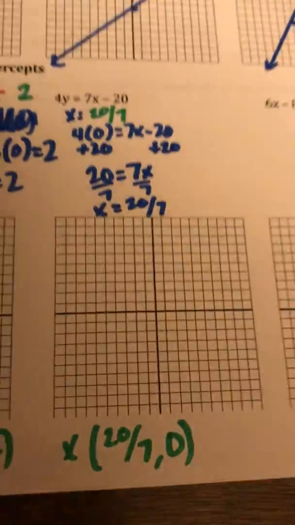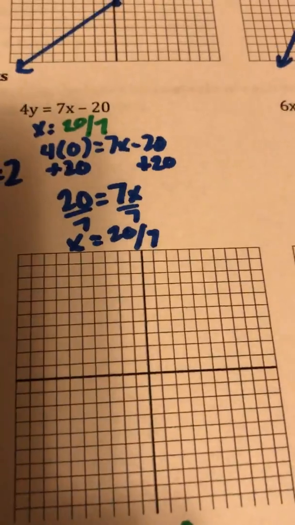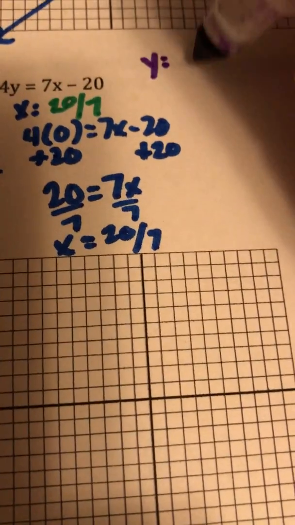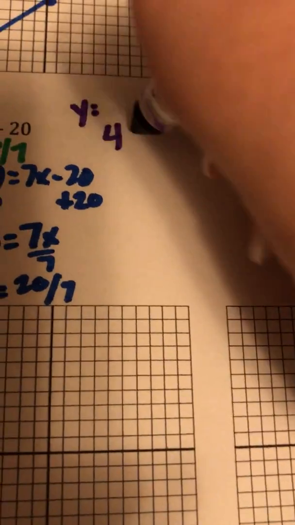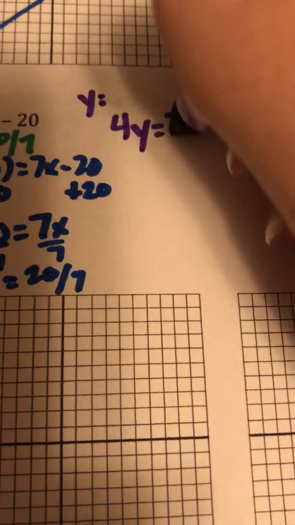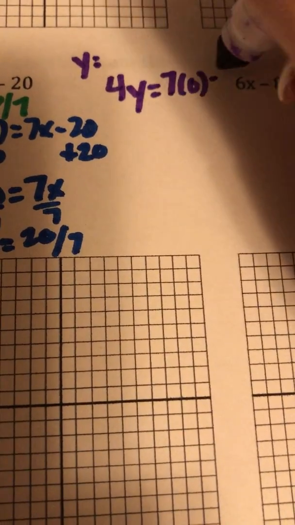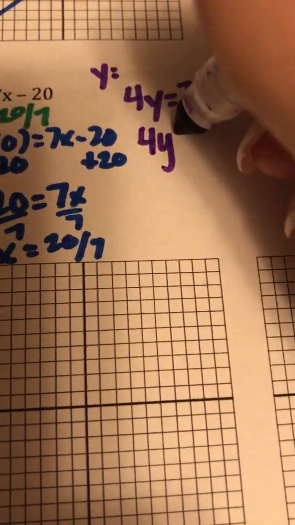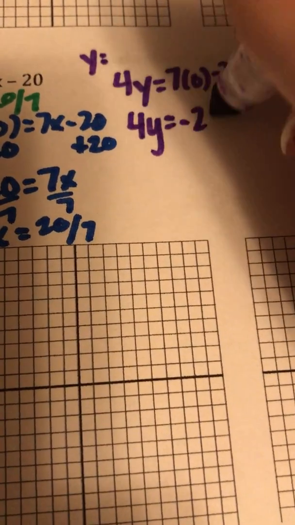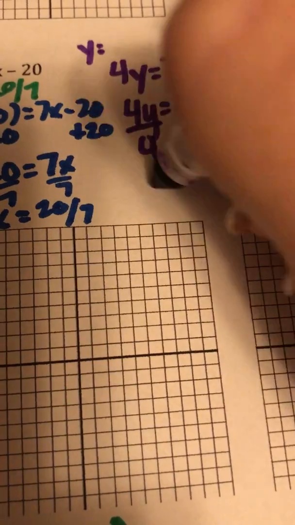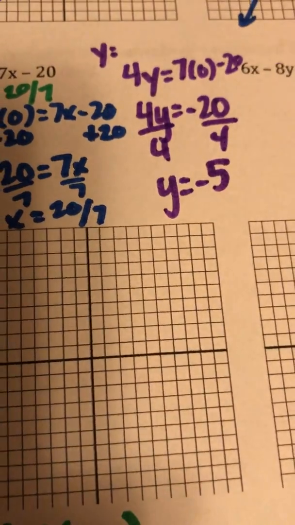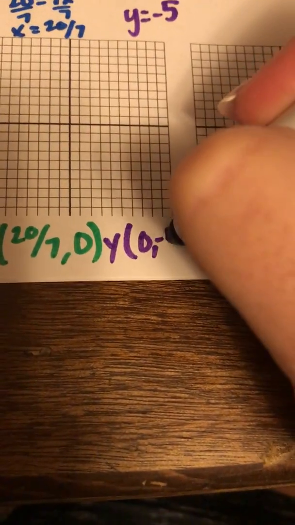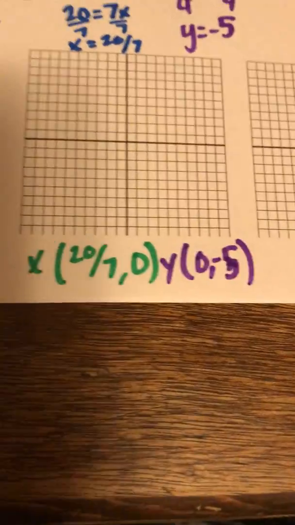Next, we're looking at our y-intercept. We're going to set x equal to 0. So we're going to have 4y equals 7 times 0 minus 20. 7 times 0 is 0, so 4y is equal to negative 20. Divide by 4, y equals negative 5. So then our y-intercept is (0, -5).